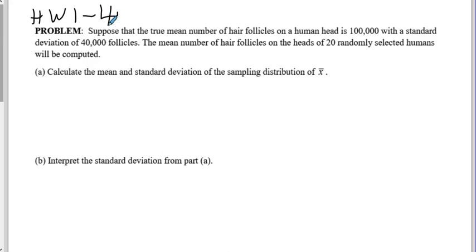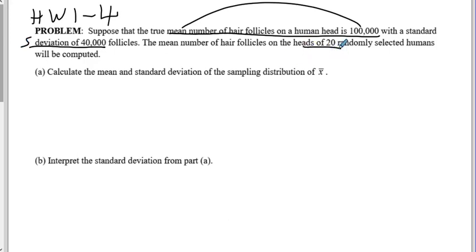So it says, suppose the true mean number of hair follicles on a human head is 100,000. Okay, so mean number 100,000. Make that connection. Remember we said the population mean is going to be our sample mean. We use the same number. With a standard deviation of 40,000. The mean number of hair follicles on the heads of 20 randomly selected humans will be computed.